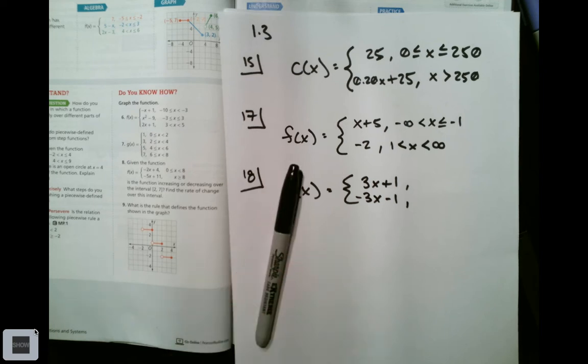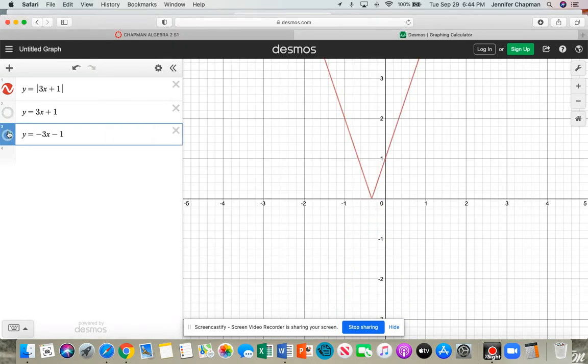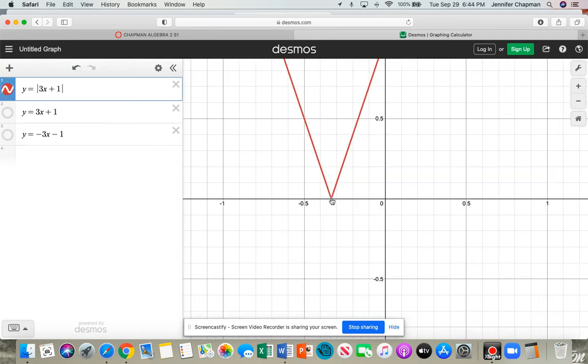To find the domain, we're going to go back to our graph, and let me show you. So I'm going to hide these and go back up to my absolute value function. One cool thing about Desmos is it's pretty interactive. I can click on that vertex, and it'll tell me exactly what the point value is. So I'm going to call that negative 1/3 comma 0. That's that tipping point. So from this point left and from this point right, those are my two equations, right? Those are the two separate equations.